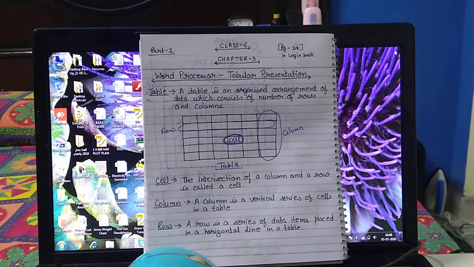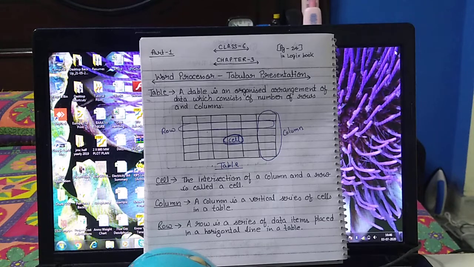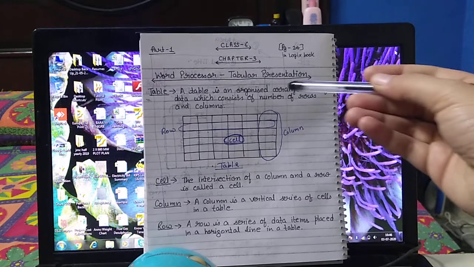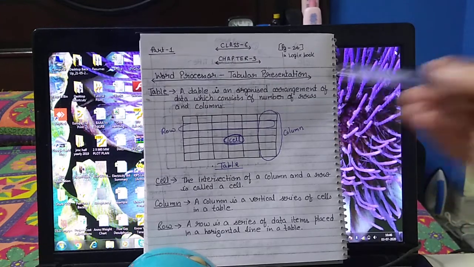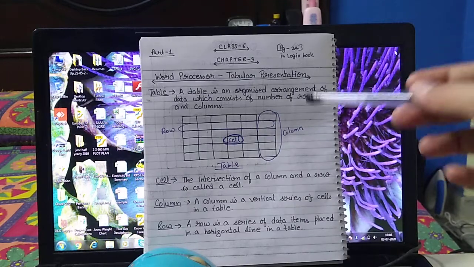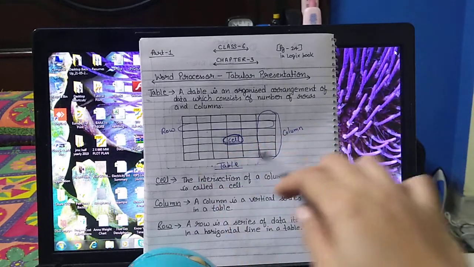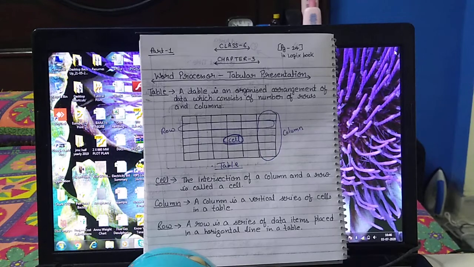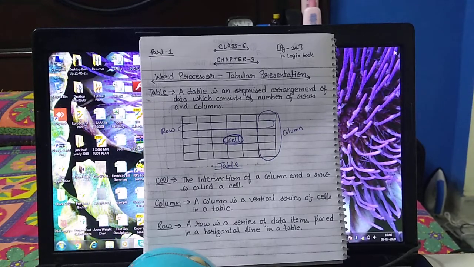On the notes, please look there. I have written the definition of a table. A table is an organized arrangement of data which consists of a number of rows and columns. Then I have made a diagram of the table. This is the diagram of the table. In the definition they are saying a table is an organized arrangement of data, means very well organized data which consists of a number of rows and columns. So two new words we are getting here, rows and columns.